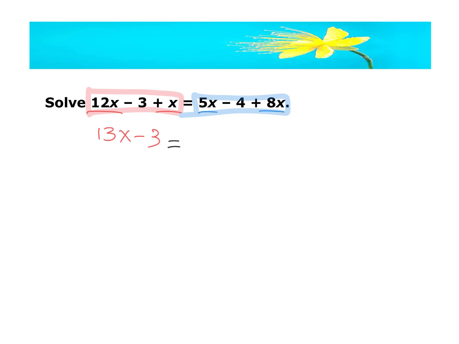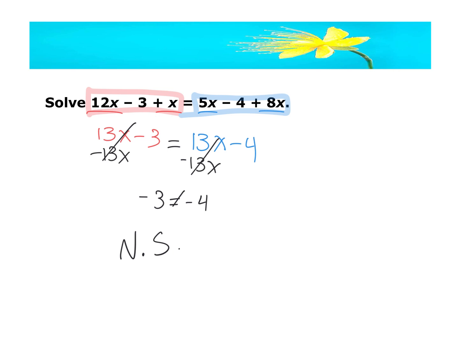5x and 8x, we're going to get 13x minus 4. Afterwards, I am going to subtract the 13x from both sides, and they cancel out. So I am left with negative 3 is equal to negative 4. Now, since negative 3 is never equal to negative 4, this is a no solution answer.